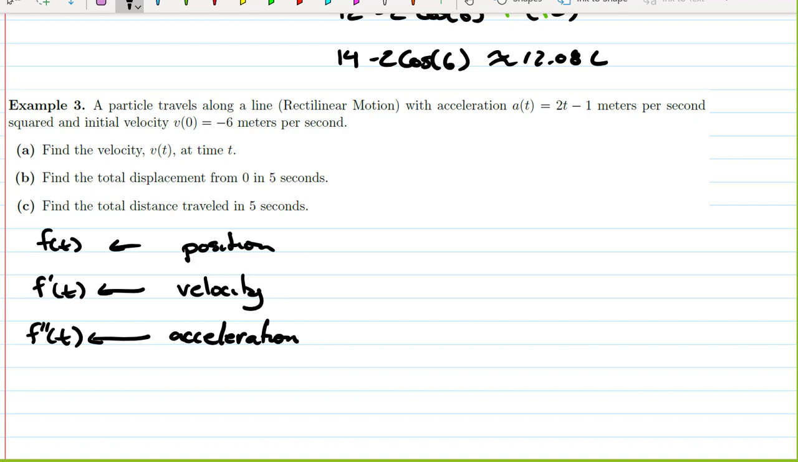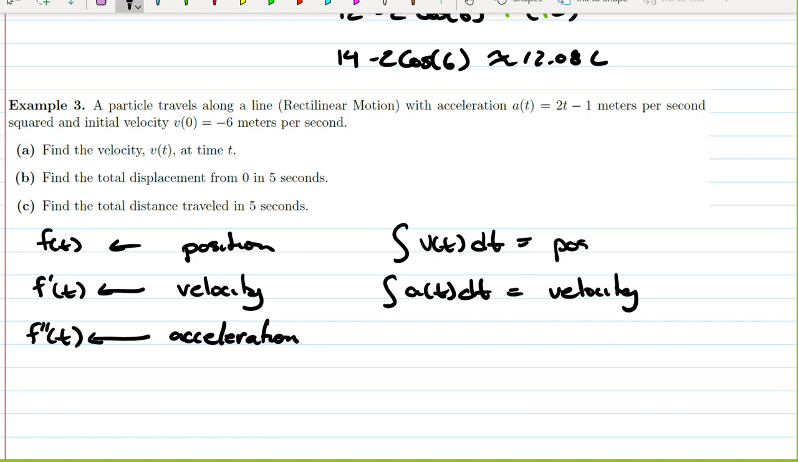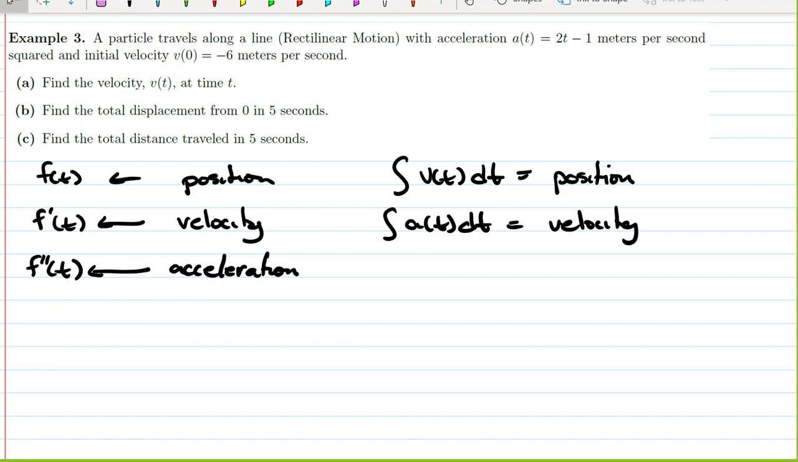But now that we know derivatives and integrals undo each other, that would tell us that the integral of the acceleration function is going to be velocity, and the integral of the velocity function would then give us position. So since derivatives and integrals undo each other, if we integrate acceleration, we get back velocity. And if we integrate velocity, we will get back position. So now, with this knowledge, we can do part A.